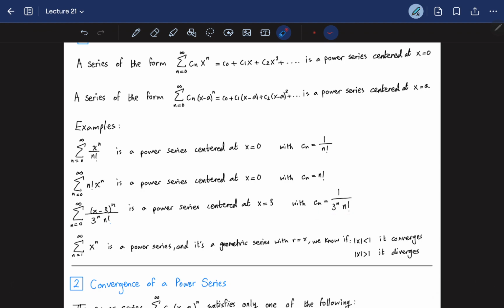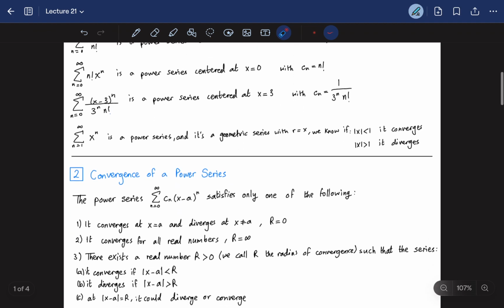Now what if we have the summation of x to the n by itself? This is obviously a power series with c of n just 1. But if you remember, this is also a geometric series if we're taking the ratio r to be x. And if you remember from the properties of geometric series, if the ratio was less than 1, then my series converges. And if the ratio r, which is x here, is bigger than 1, then it diverges. So let's keep that in mind and see how that connects to the convergence of a power series.